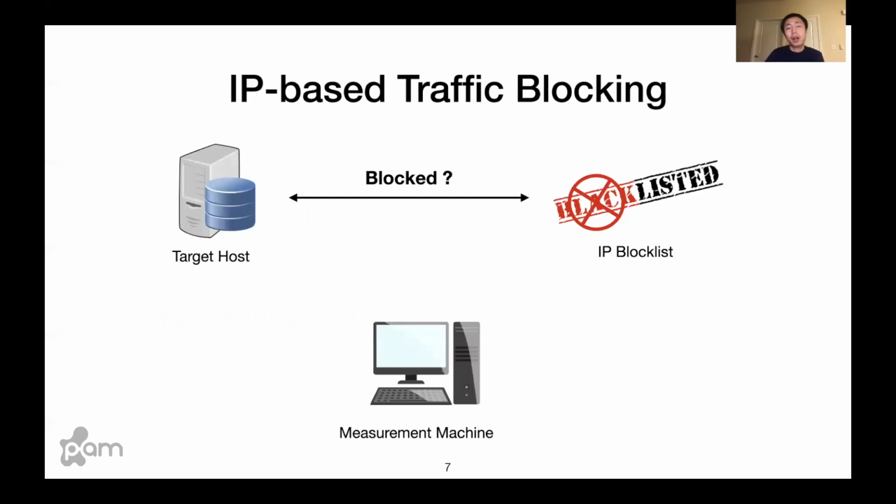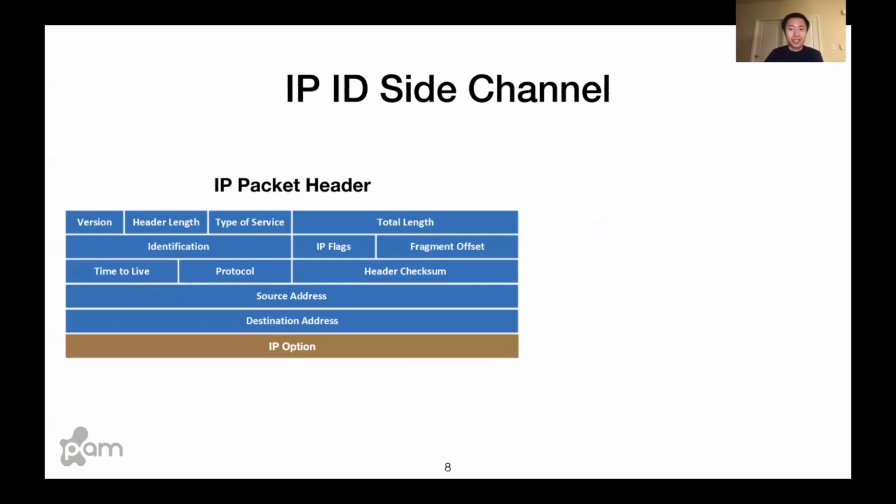So first, how do we infer this blocking in the first place? We do not have access to the IPs on the blocklist. Neither do we have access to the target hosts we want to measure. So how do we, from a third measurement machine, measure if a target host blocks an IP in a blocklist? That requires a side channel.